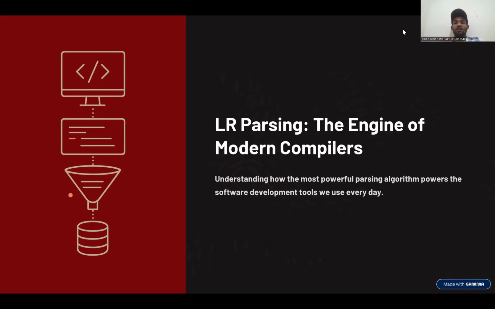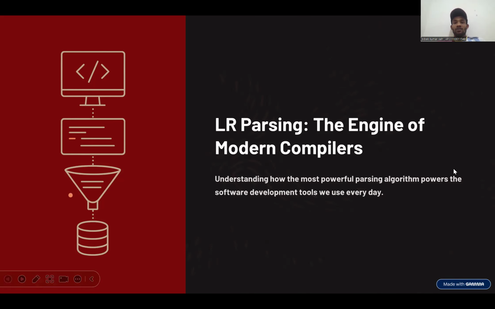Construction tools such as YACC and Bison. So this topic explores how LR parsing works, why it is important, and how it has become the backbone of modern compilers used in industries today.